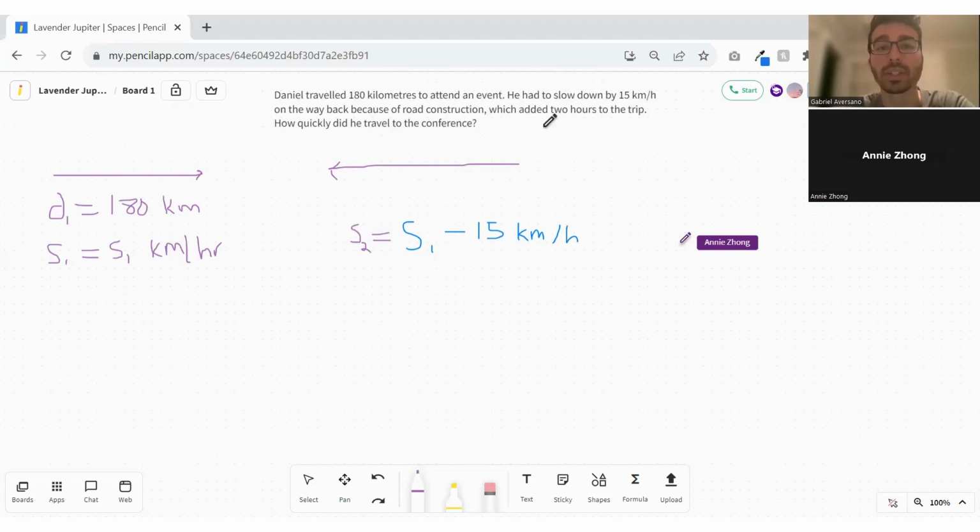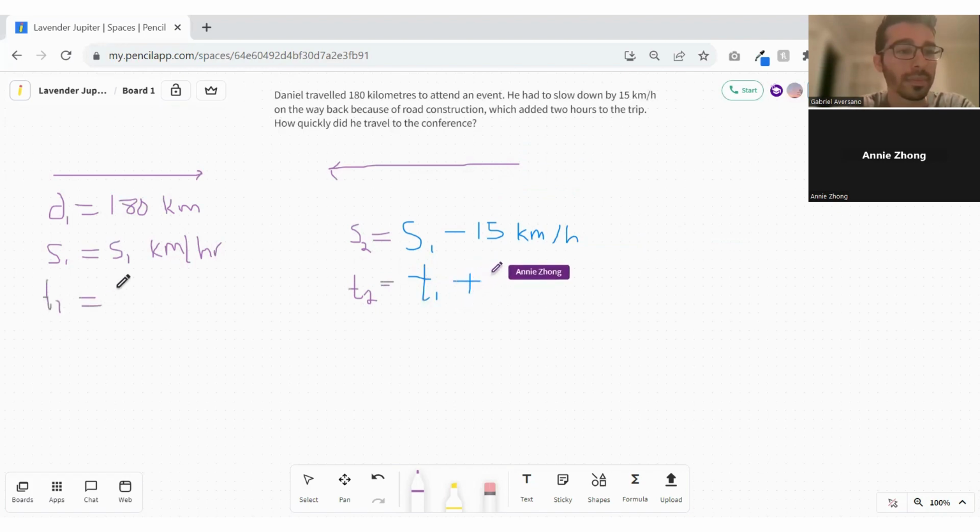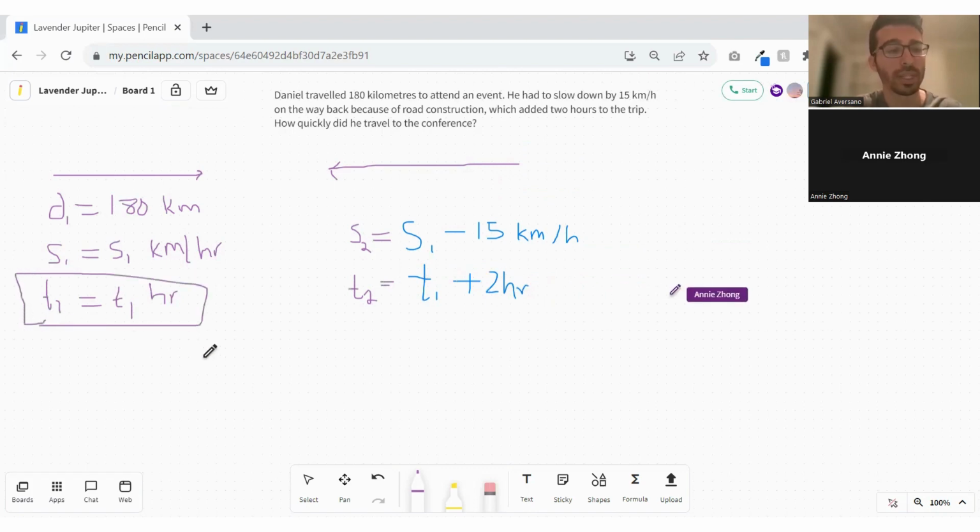Perfect. And it also says on the way back, it added 2 hours to the trip. So what is T2 going to be? Added 2 hours, that would be an addition. So it'd be T1, representing the first time, and then we're going to add 2 hours. Perfect. And on the way there, we don't know the time, so we're just going to call it T1.